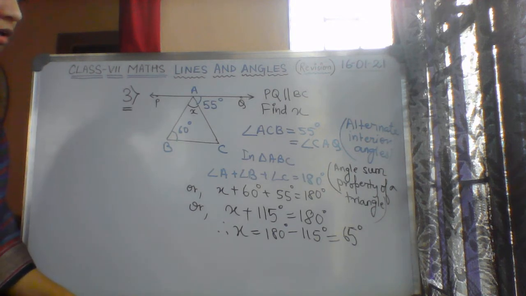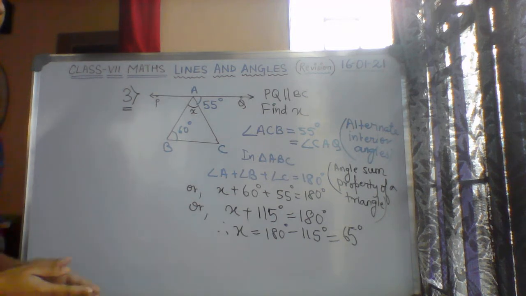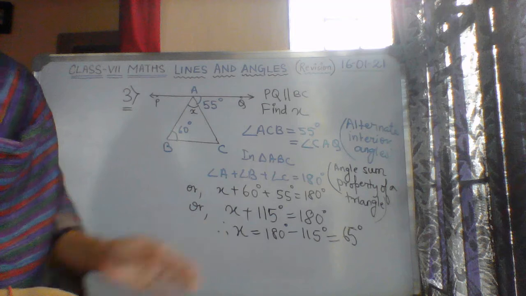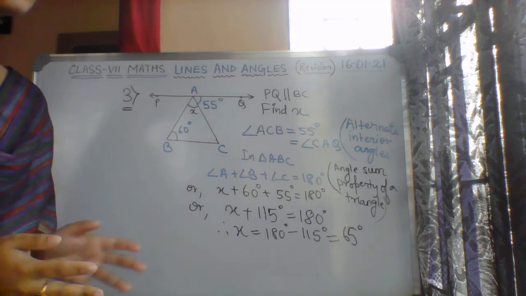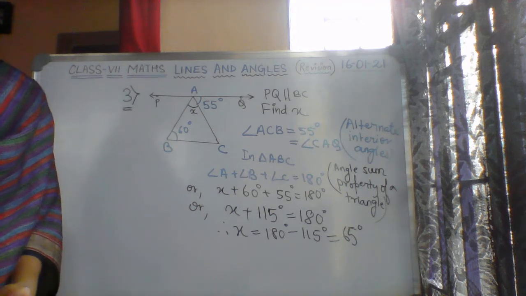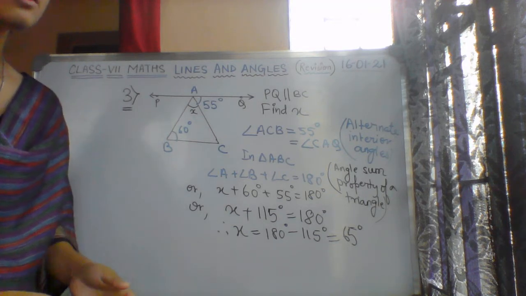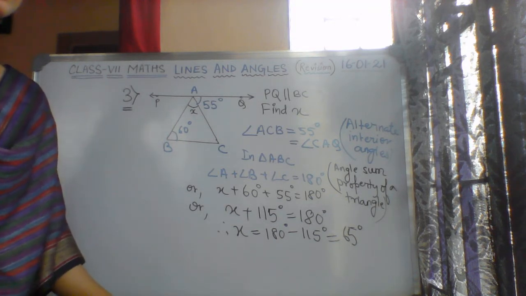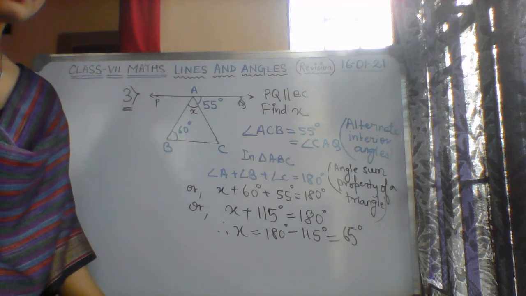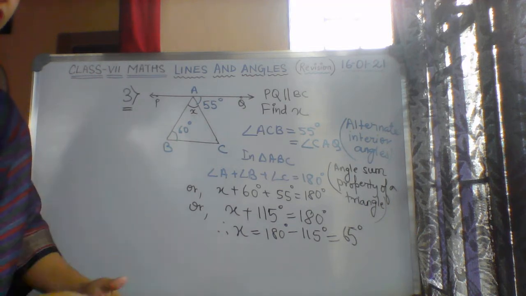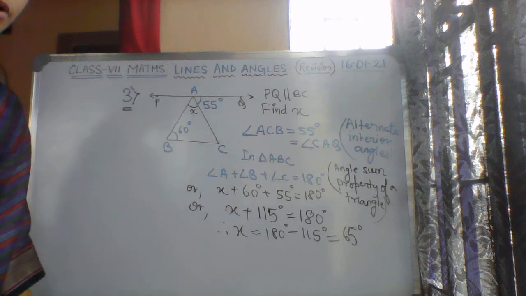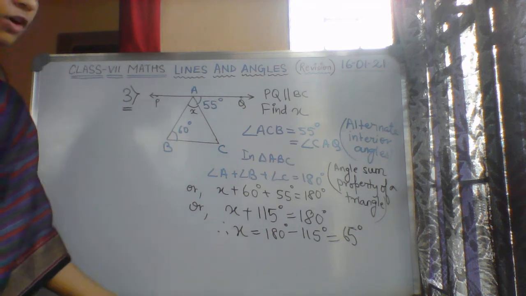So in this way, you are going to apply the concept. This is a lines and angles chapter, but you see I am applying a concept from the triangle chapter. So all chapters are interlinked. It doesn't mean that when you are doing a lines and angles problem, all the concepts should be from that chapter. Various concepts can be used in a single problem. Okay, now moving on to the next question.